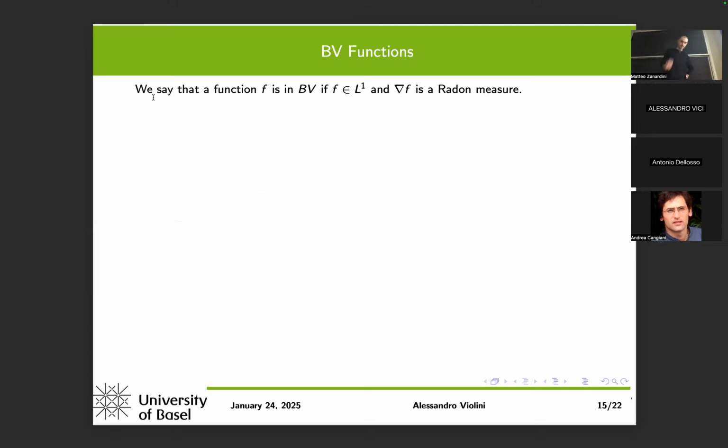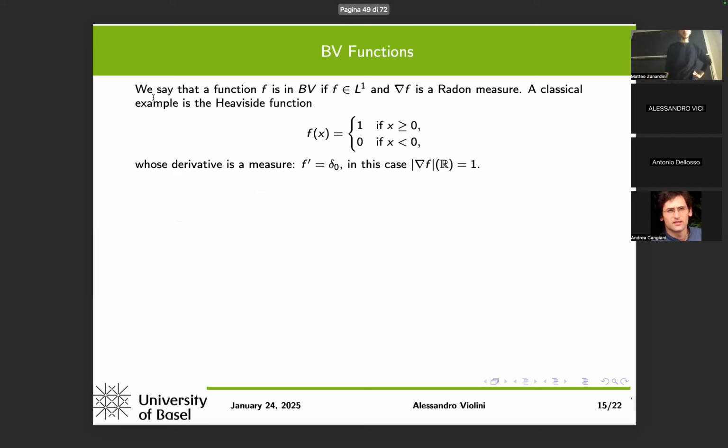So a function is BV if the gradient is a measure and the function is integrable. The classical example of a BV function which is not Sobolev is the Heaviside function on the real line. If x is positive, it is 1; if x is negative, it is 0. In this case, the derivative is a Dirac delta at the origin, and the total variation of the gradient of f is 1, because it's the length of the segment where you are jumping.